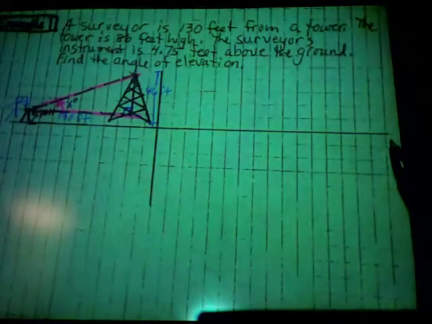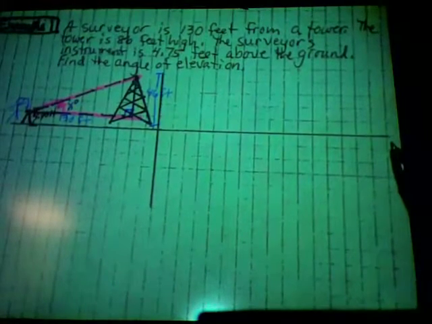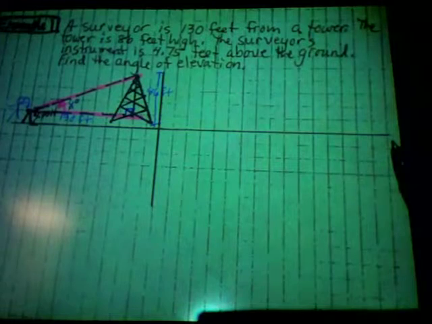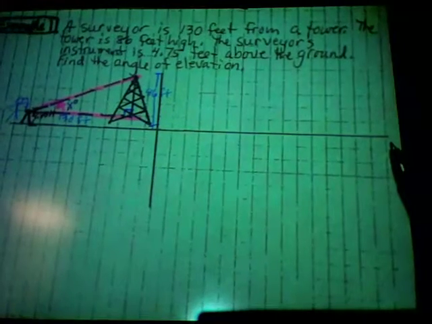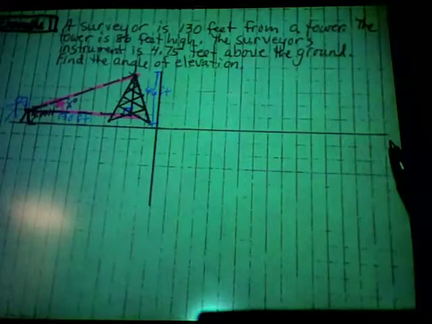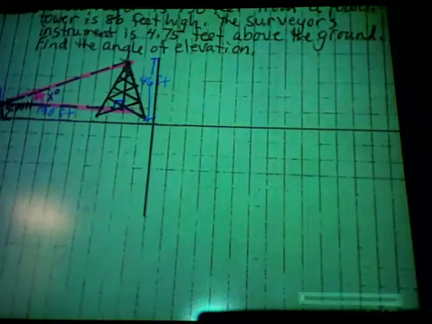Since I don't know my degrees, it looks a little fuzzy. Is that fuzzy to you, or is it just me? Well, I can't fix it. Maybe if I zoom in. One more.